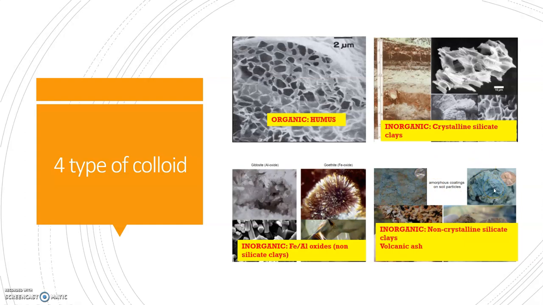All right, if questions come out, such as what is the colloid layer in mineral soil, your answer will be clay. What's the name of the colloid in organic soil? It is humus. If a question comes out, list down 4 types of colloid, you have to list down these 4 colloid types. You only have 1 organic and 3 non-organic. That is crystalline silicate, non-crystalline silicate, the one that binds with ferrum and also aluminium, and the other one is non-crystalline silicate as well, but you can find it in volcanic ash.